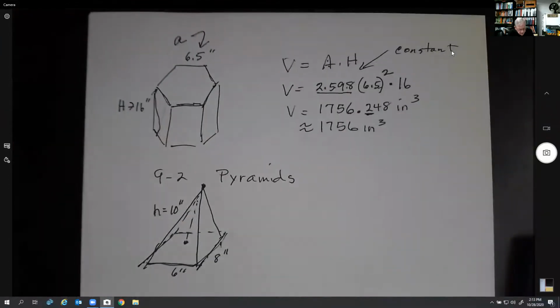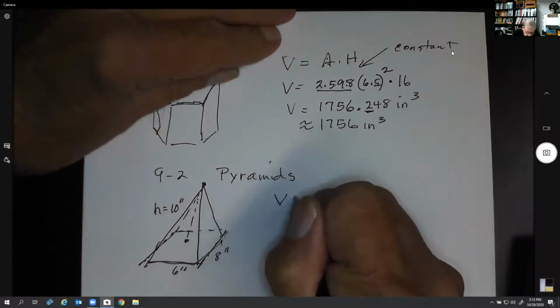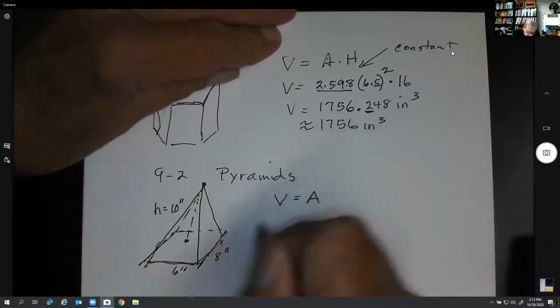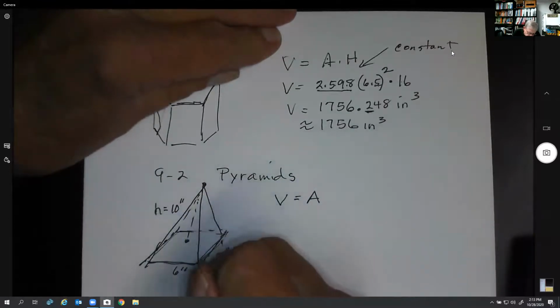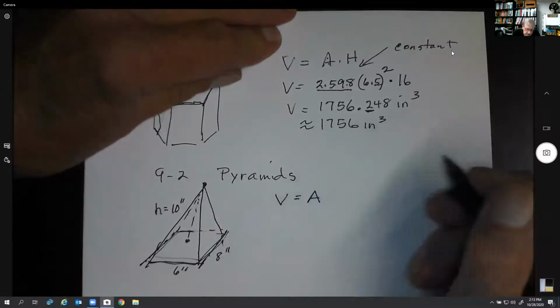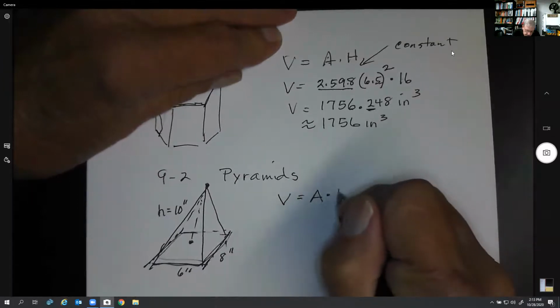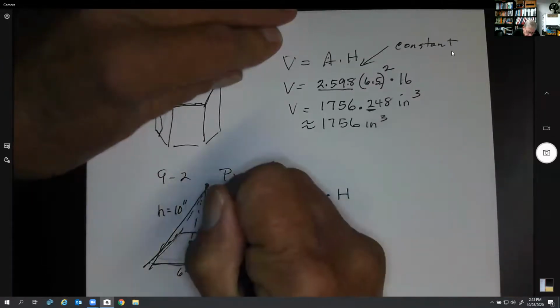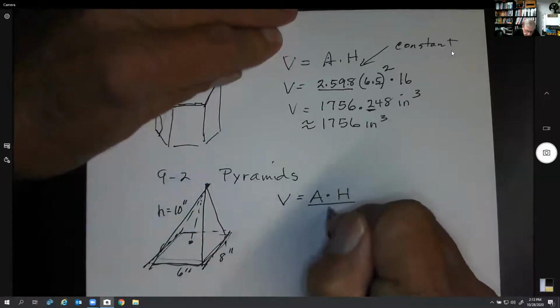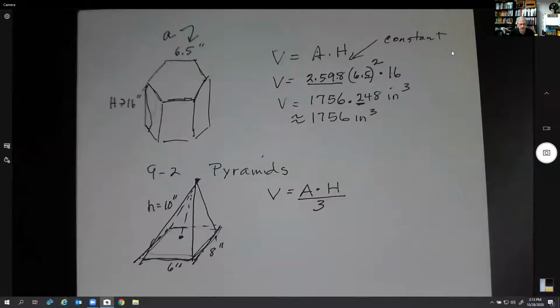Okay, a pyramid. Now, a pyramid has just a slightly different formula. The pyramid is very close. It's the area of the base. Sometimes the base might be a rectangle. Sometimes it might be a triangle. So it's the area of the base times the height, just like we were doing, except if it comes to a point, we divide by 3. That's the rule. If it comes to a point, we divide by 3.